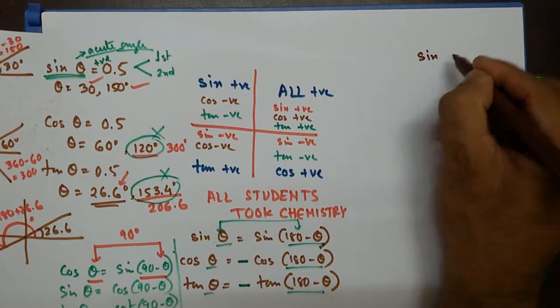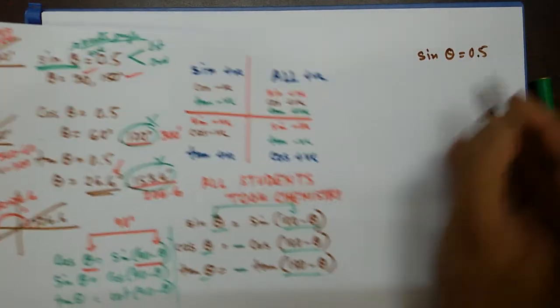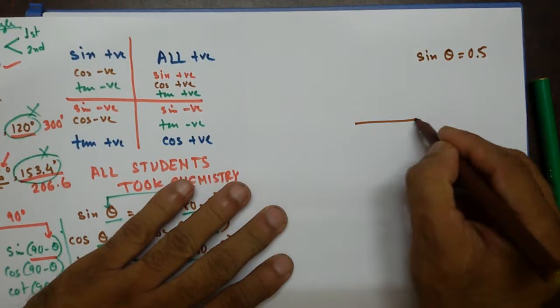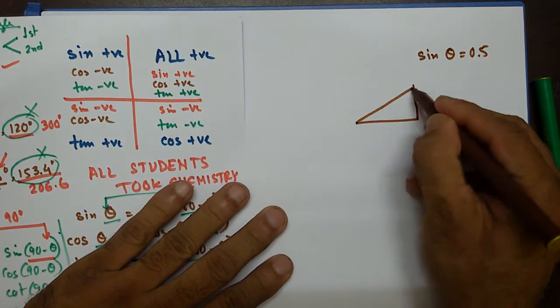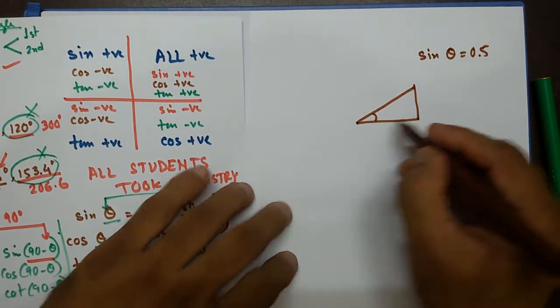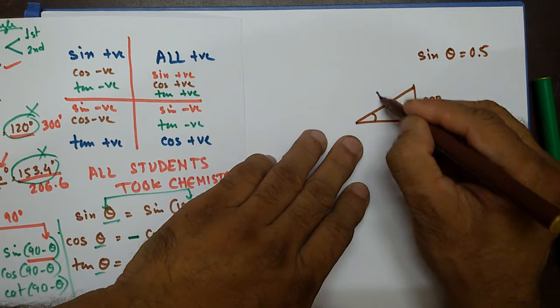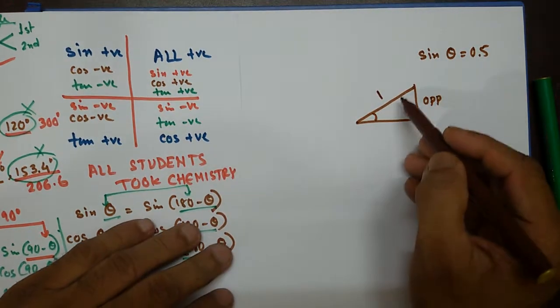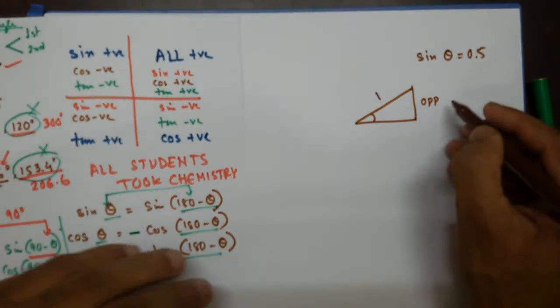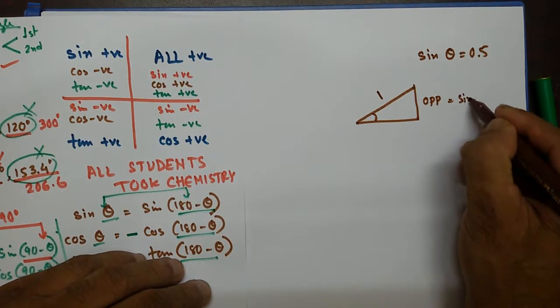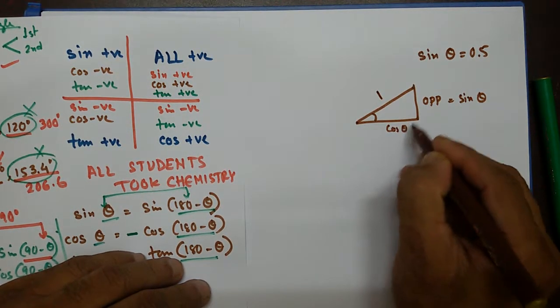I'll just show some of that. Let's say sine theta equal to 0.5. I'm going to go through that example again. I hope you remember that whenever I write down this theta, it's always opposite over 1. That's in the unit circle, you have seen that we have taken the hypotenuse as 1. So this is nothing but sine theta, and this is our cos theta, right?